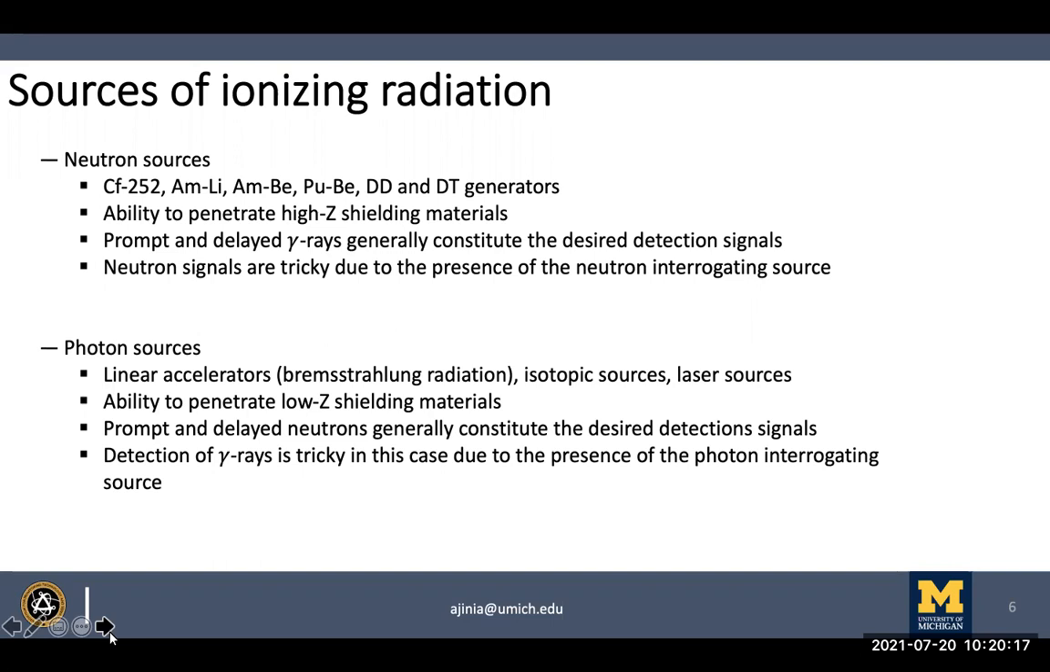The same thing can be applied for neutron sources. DD and DT generators are operated in pulsed mode, so we can detect neutrons in between the pulses. And this way we can use engineering to detect signals in between the pulses.